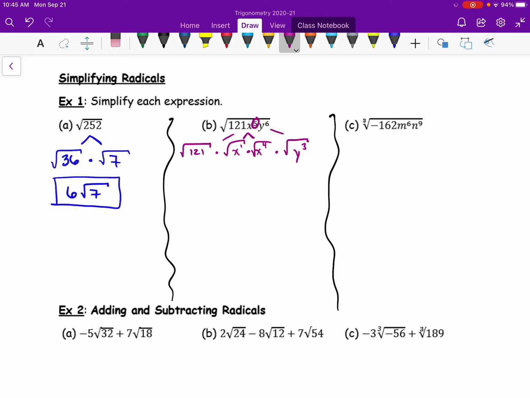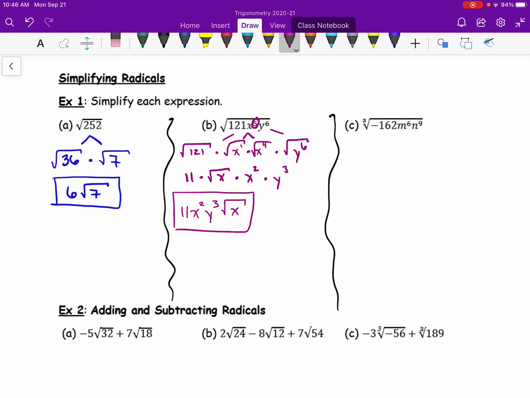So from here, I'm going to simplify. Square root of 121 is 11. Square root of x can't be taken, so that stays square root of x. Square root of x to the 4, so I take 4 and I divide it by 2. So I get x squared. Oh, I worked ahead in my brain. So it'll be y to the 6th right there. And then I take 6 divided by 2, and it becomes y cubed. Now I just need to tighten this up. So I have 11 x squared y cubed square root of x. All done.